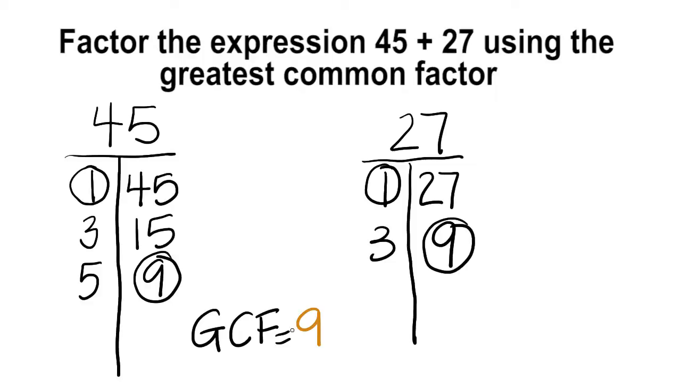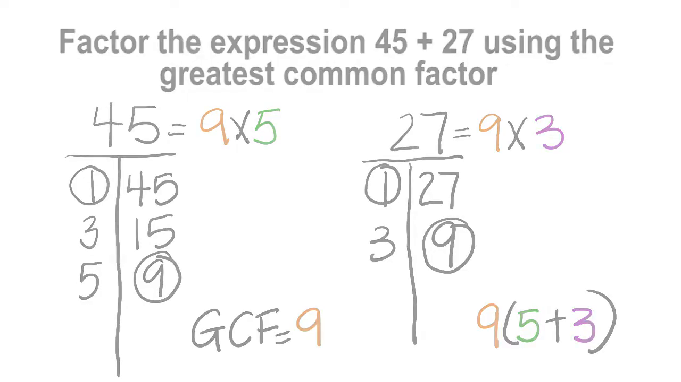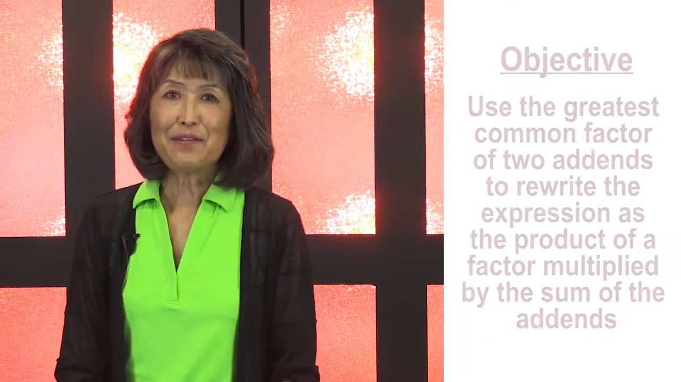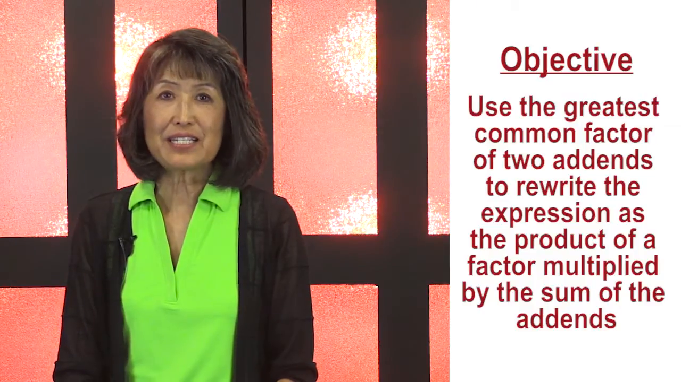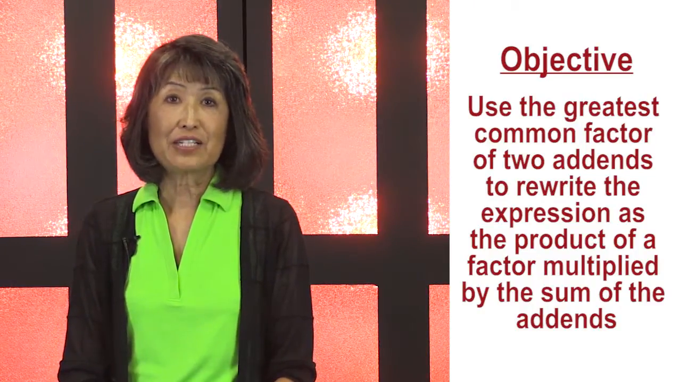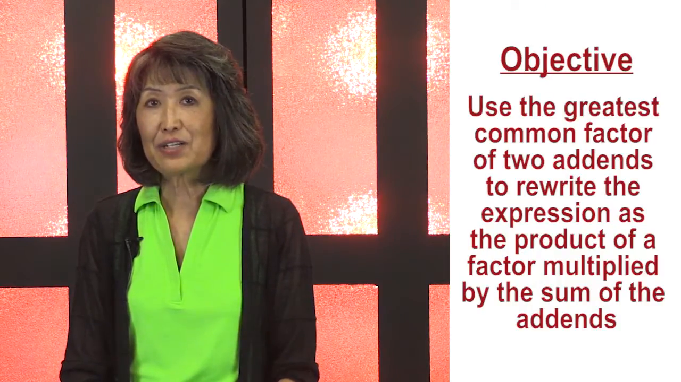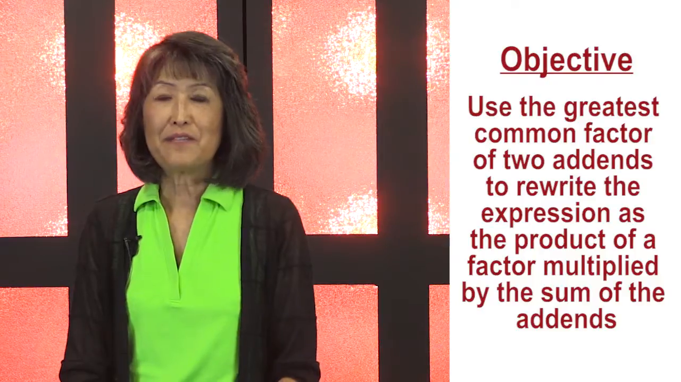If we decompose 45 and 27 with the common factor of 9, then 45 equals 9 times 5, and 27 equals 9 times 3, and can be written as 9 times (5 plus 3). The objective of this lesson was to identify the greatest common factor of two addends and use the greatest common factor to rewrite the expression as the product of a factor multiplied by the sum of the addends.